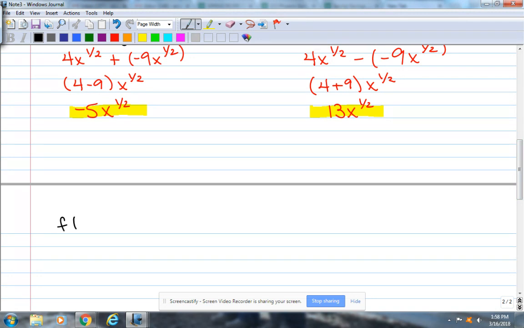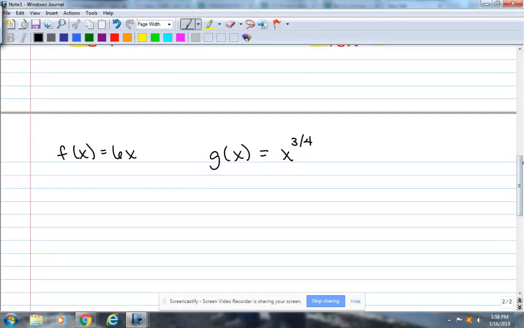Two more functions. This one is f of x equals 6x. Next one is g of x equals x to the 3/4. So there's some more of those rational exponents. So, example G, we're going to do f of x times g of x. And for example H, they want us to do f of x divided by g of x.